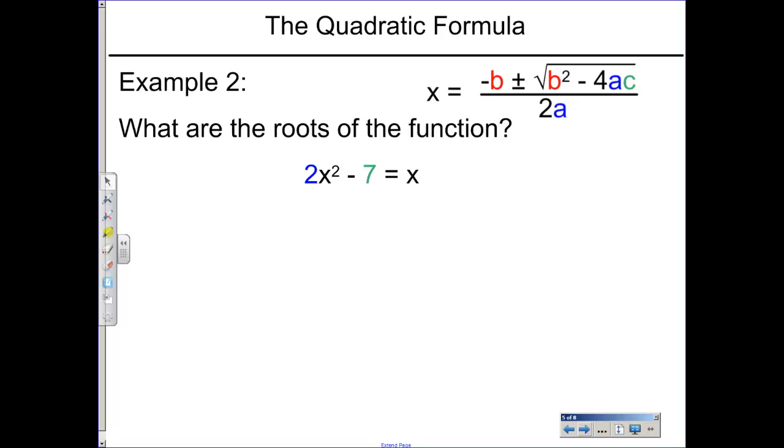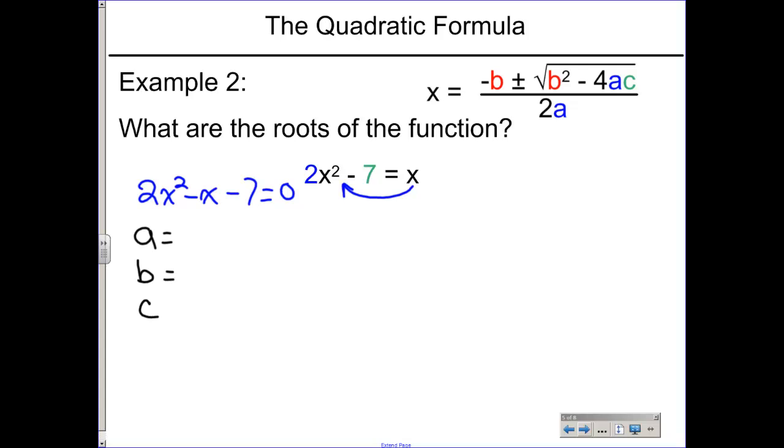Again, it's not written in standard form, so I'm going to take this x and move it over here. So I have 2x squared minus x minus 7 equals 0. Identify your a, b, and c values first. A value is 2, the b value is -1, and the c value is -7. And now you can drop this into the formula.